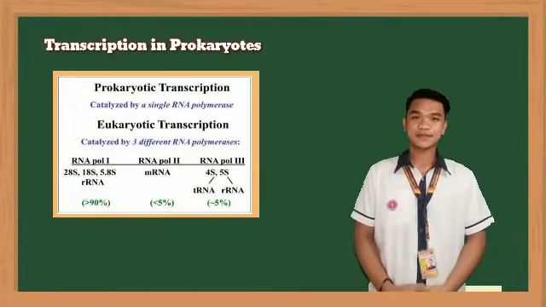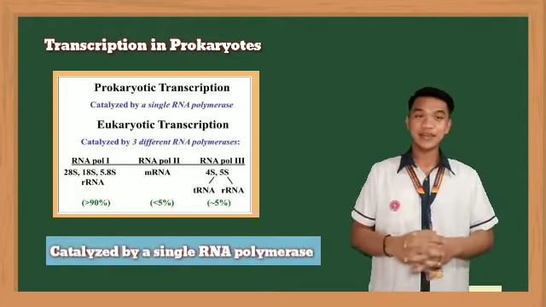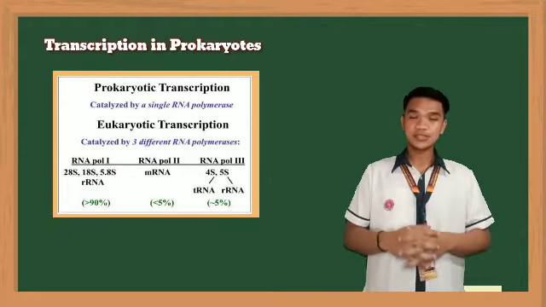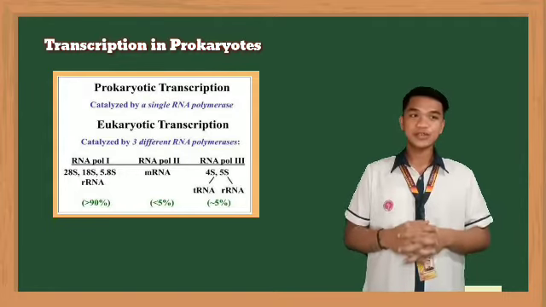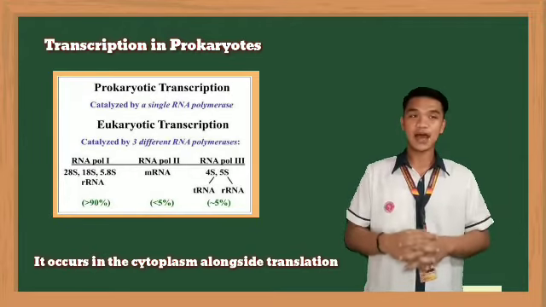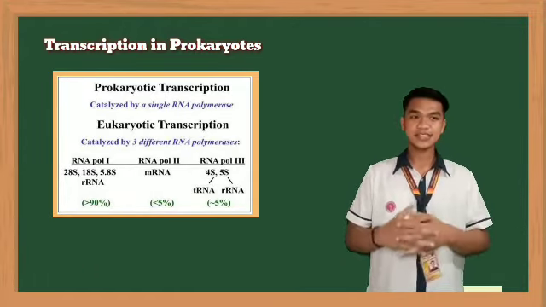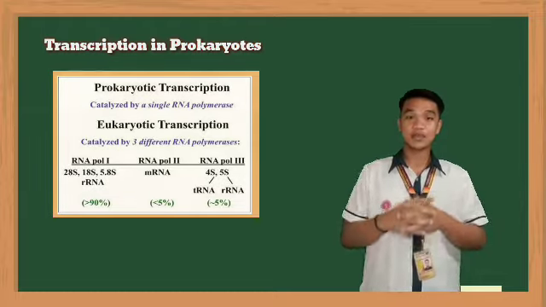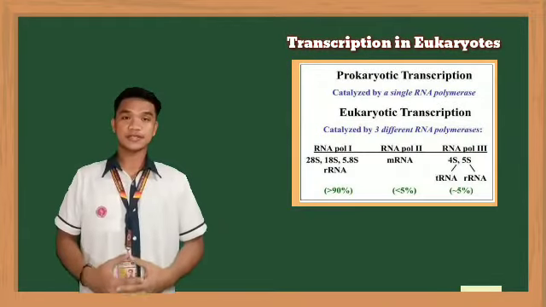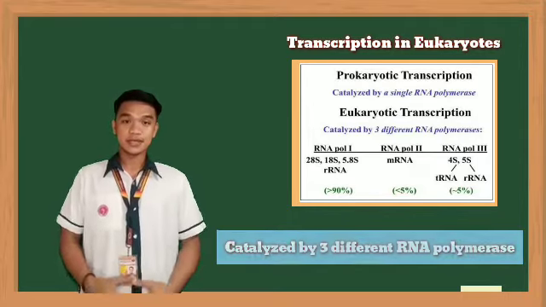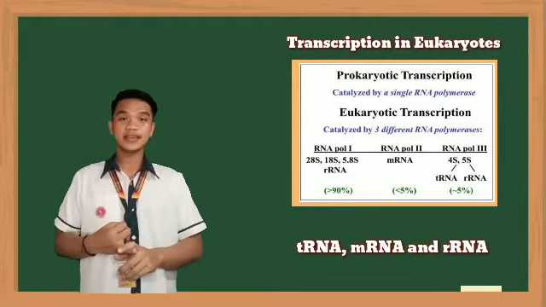Transcription in prokaryotes, catalyzed by a single RNA polymerase, is the process in which messenger RNA transcripts or genetic materials in prokaryotes are produced to be translated for the production of proteins. It occurs in the cytoplasm alongside translation. It doesn't require any proteins or other factors for the initiation of transcription. Transcription in eukaryotes is catalyzed by three different RNA polymerases: the tRNA, the mRNA, and the rRNA.